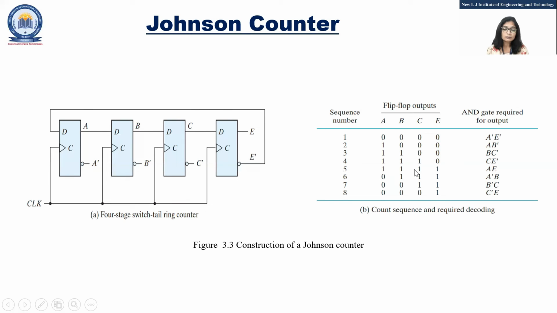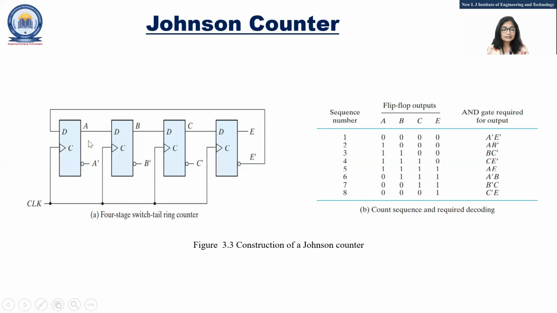Similarly, in the fifth clock pulse, again it will shift. In the fifth clock pulse, all the outputs will be 1. Now in the sixth clock pulse, E is 1, so E dash will be 0. This 0 I am applying here. D is 0, A is 0, but the remaining will be 1. So output will be 0, 1, 1.